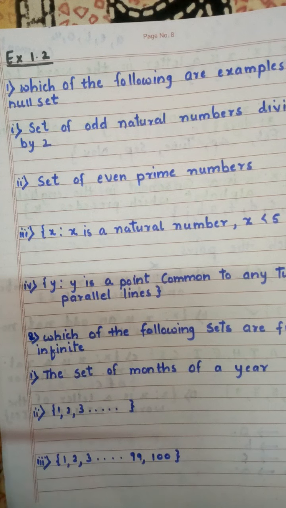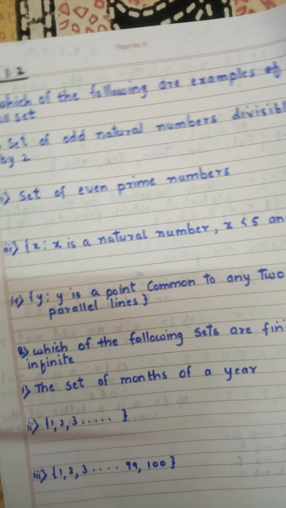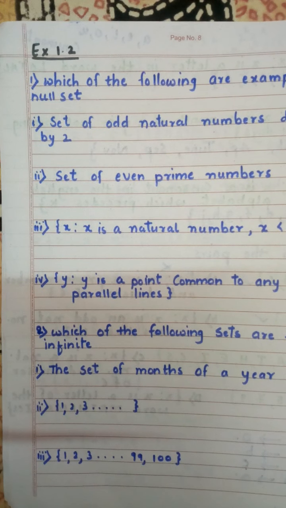In the first question, they have asked us which of the following are examples of null set. Okay, an empty set is also known as null set or void set. All the three notions mean the same.